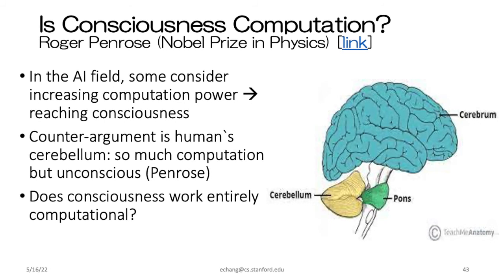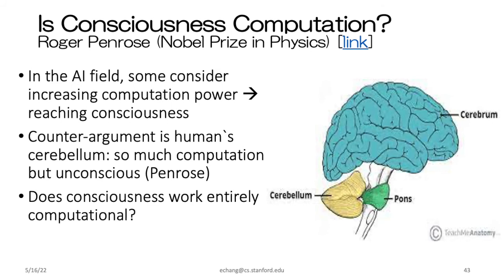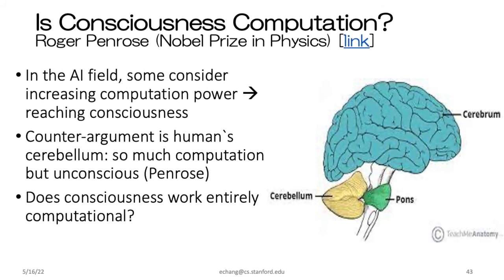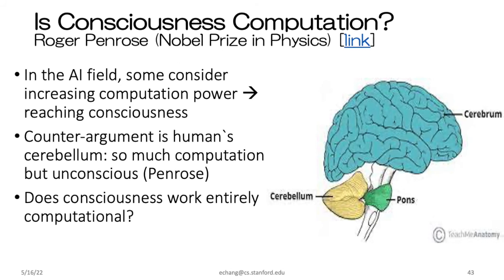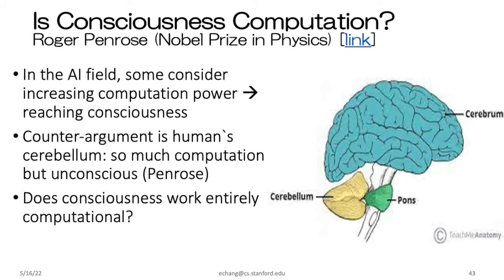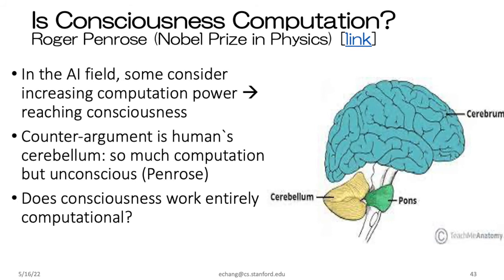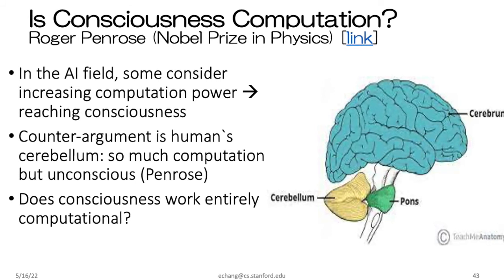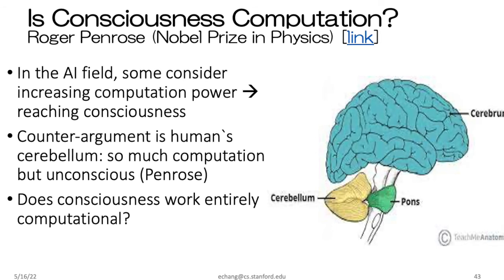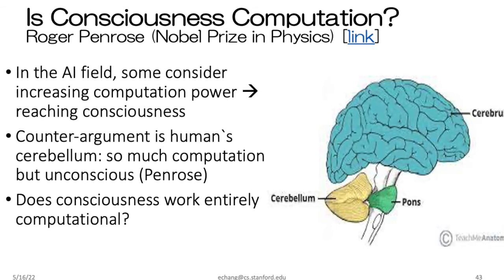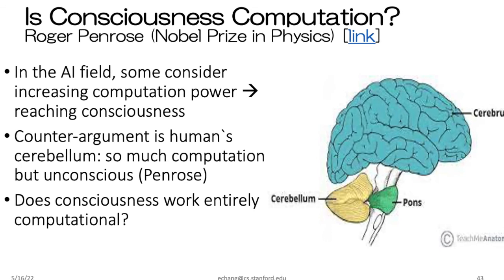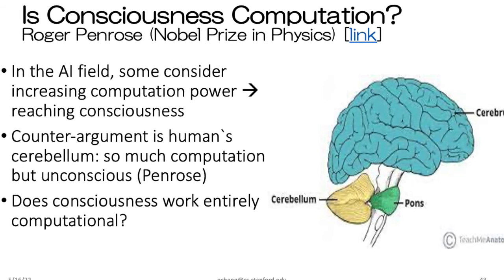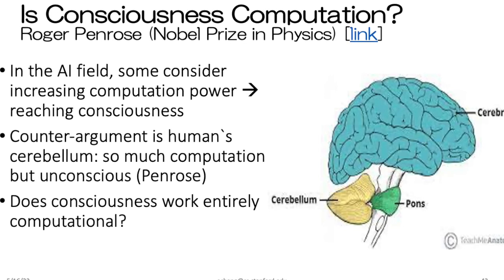There was a debate between Roger Penrose and Yoshua Bengio. Yoshua considers consciousness should be computation all the way. And Penrose agrees that our cerebellum, which manages consciousness, is computational only, but he disagrees that our consciousness is merely computational. My question is, if it's not computational, then what is it?